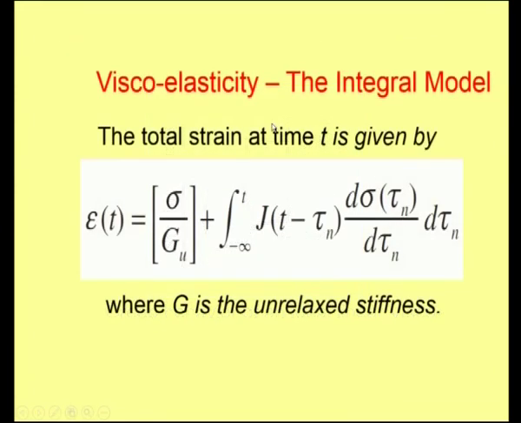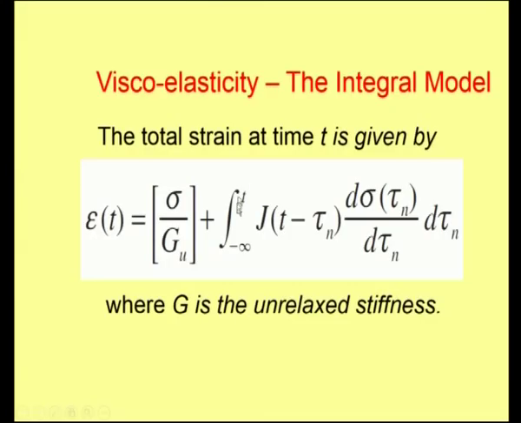Without getting into the further theoretical approach, the total strain at time t is given by epsilon, which is used to denote the strain. It is simply given by the ratio between sigma, which is the applied stress, by G, the unrelaxed stiffness, plus an integral. So again, this involves an integral equation, that is why it is called an integral model. Here minus infinity refers to the condition before time t equal to 0. Normally at time t equal to 0 we will start with the experiment. Here already the material is subject to some sigma, then that effect has to be taken into account.